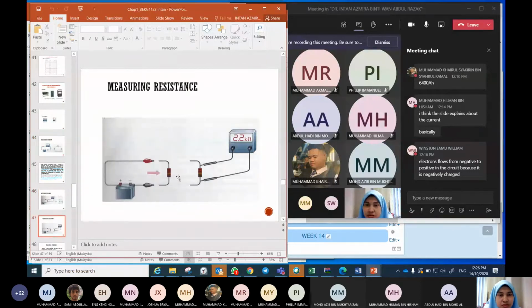How to measure resistor? Just take out the resistor from the circuit, or you may measure the resistor connected to the circuit, either one. If the resistor is connected to the circuit, then you measure the resistance the same as if you measure the resistor itself, meaning that you take out the resistor from the circuit.